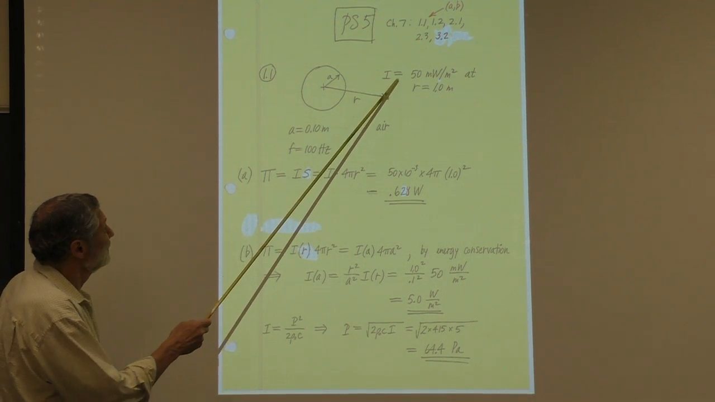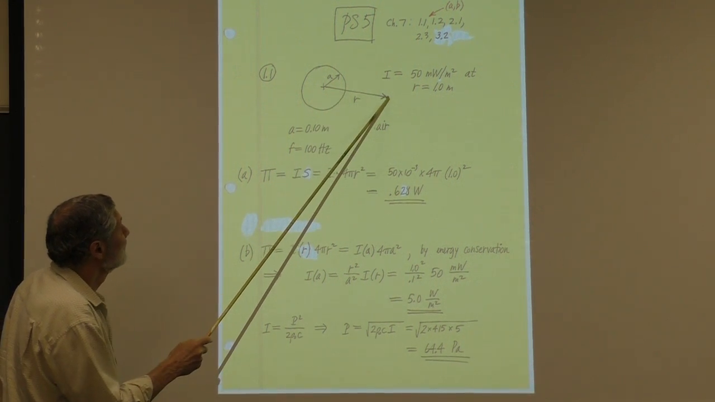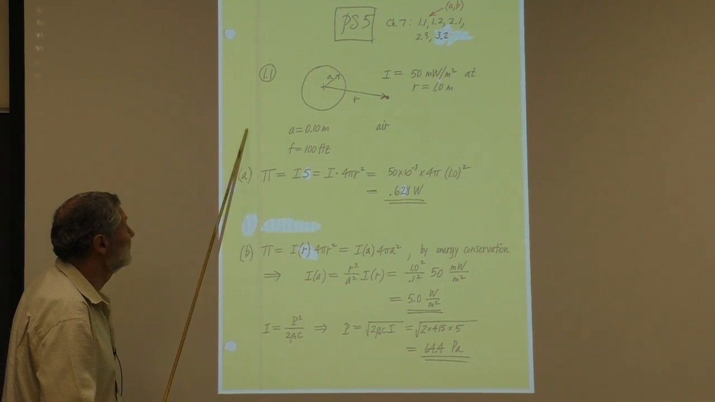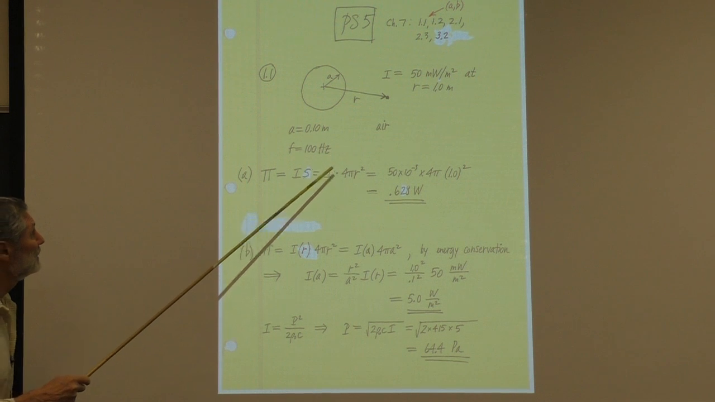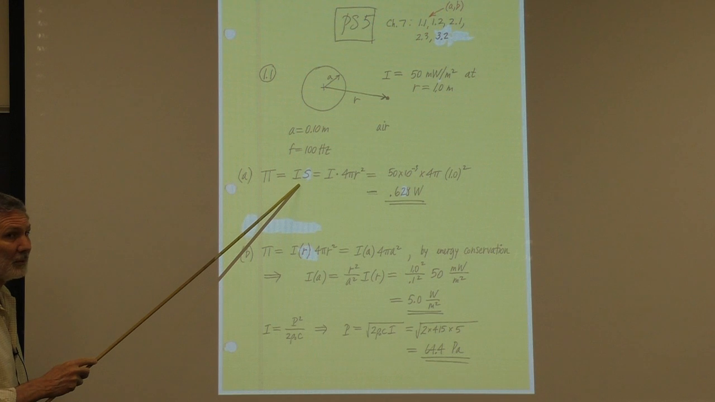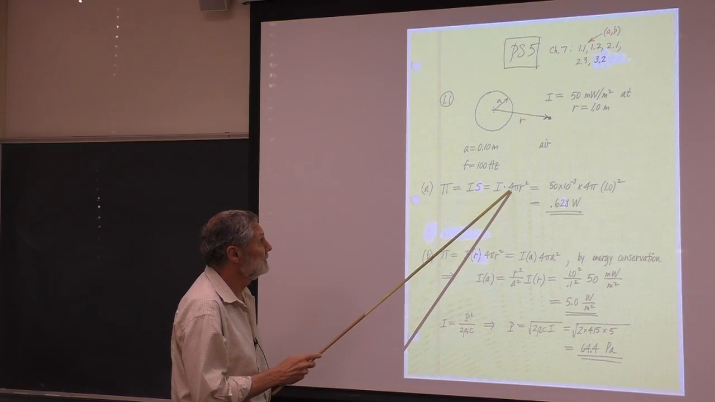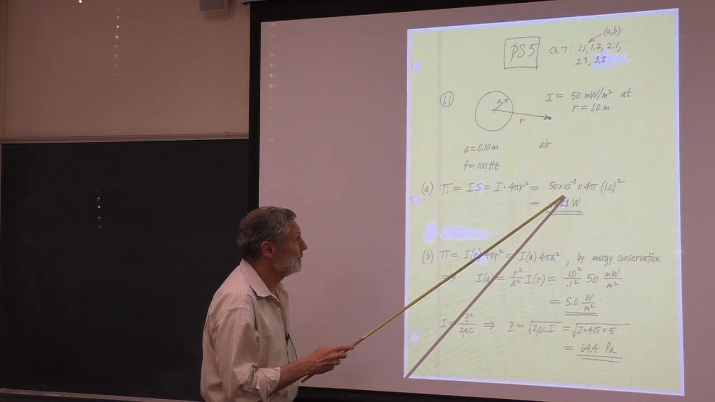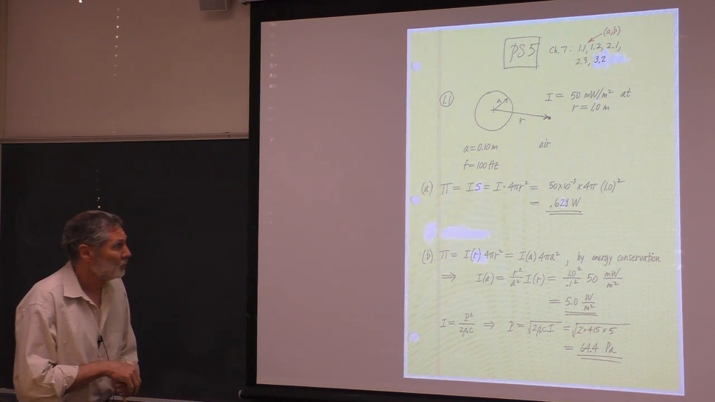Well, that's easy. We know the intensity at this point, right? And by symmetry, that'll be the same intensity, of course, everywhere on a concentric sphere here. So we just take that intensity and multiply by the area to get the power. So that's the specified intensity times 4 pi r squared, where r is, of course, that r right there, because that's where we know the intensity. And we get 0.628 watts.